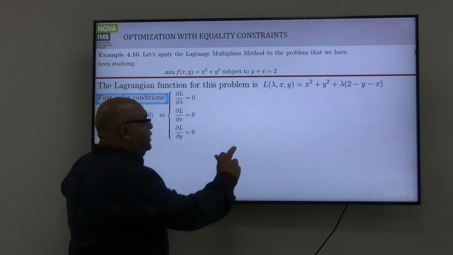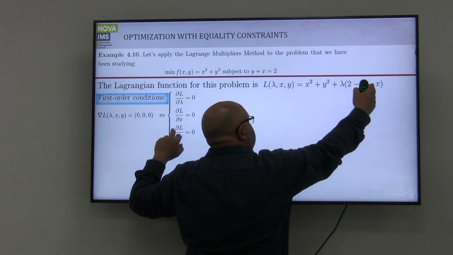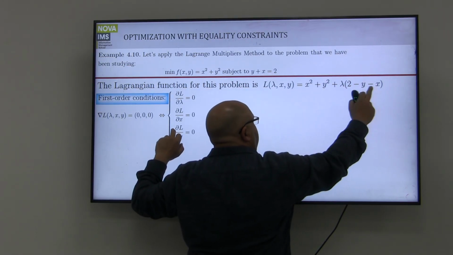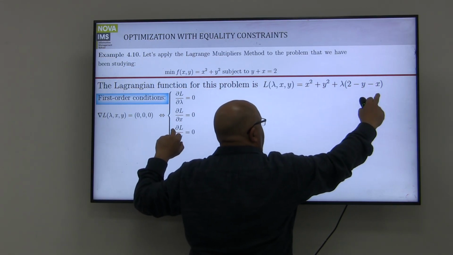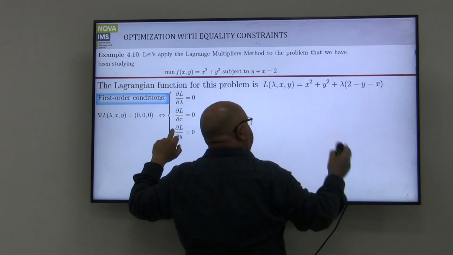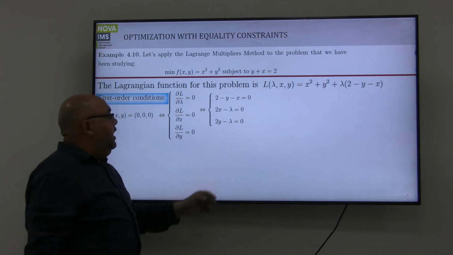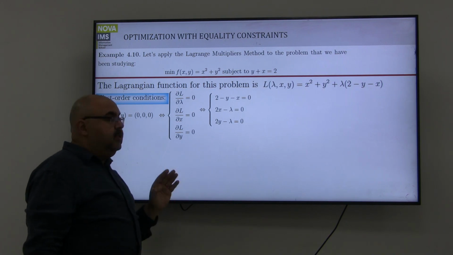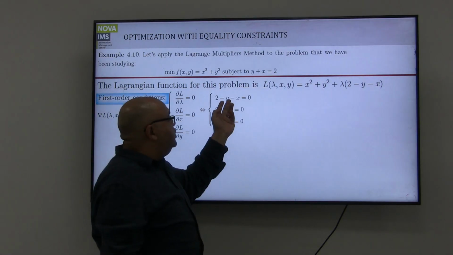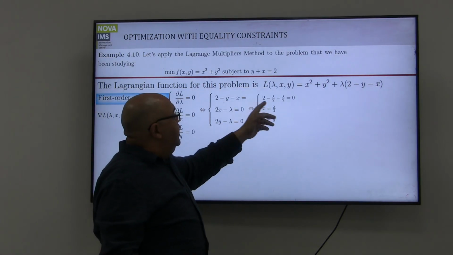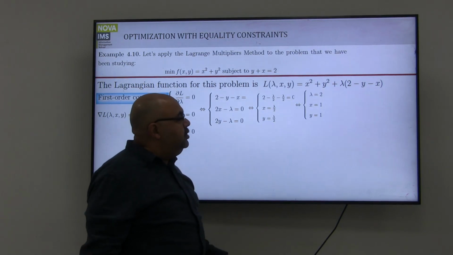So if I differentiate with respect to lambda, I will have 2 minus y minus x. If I differentiate with respect to x, it's going to be 2x minus lambda. If I differentiate with respect to y, it's going to be 2y minus lambda. Put them all equal to 0, as you can see. Now I have x is equal to lambda over 2, y is equal to lambda over 2. Use them and substitute in the condition, and then you will be able to get the value of lambda. Substitute back, you will get your results.